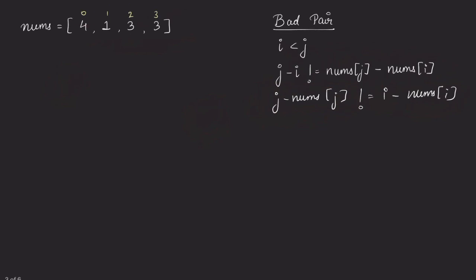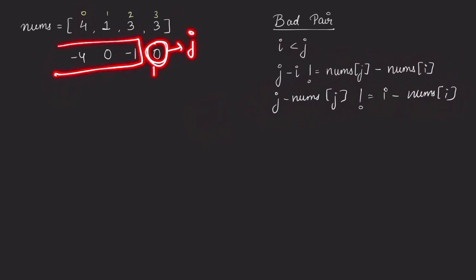So here it will be 0 minus 4, that is minus 4, 1 minus 1, 0, 2 minus 3, minus 1, and 3 minus 3, 0. This is what we have got. Now, again, we will have to check that if I am making this as my j, then towards the left, I need to find out how many elements are there which are not equal to 0, right? That is minus 4 and minus 1. So that means keeping this element as my j, I have total 2 bad pairs, right?